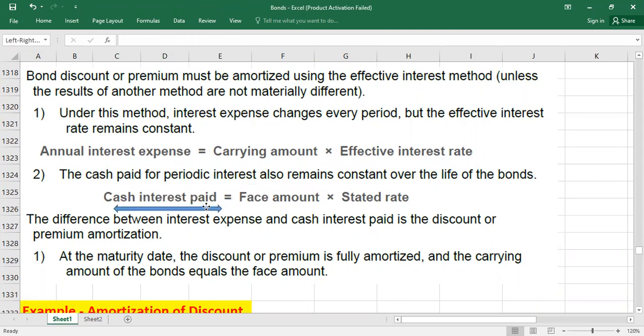Second thing, if you want to calculate cash interest payments, which you will actually make to the investors, we always need face amount multiplied by stated rate. Face amount means the value of the bond which is written on the bonds, multiplied by the stated rate. The rate is also called the coupon rate. If you multiply, you will get cash interest paid. Don't forget, the difference between cash interest paid and annual interest expense is always amortization of discount or amortization of premium. So here we go, how we can work.